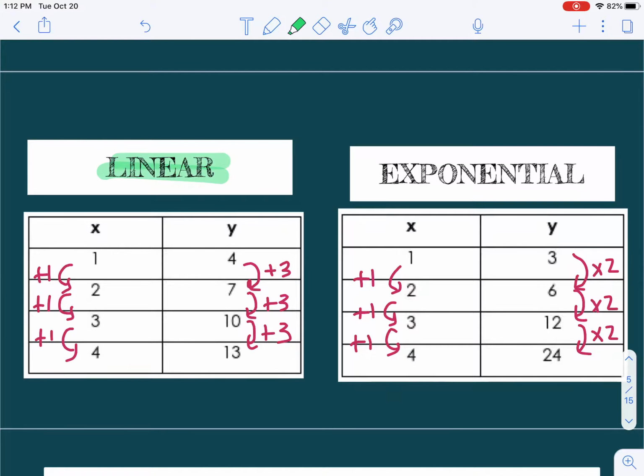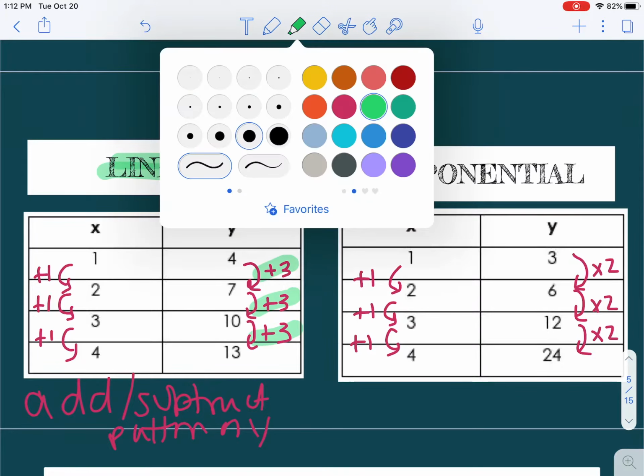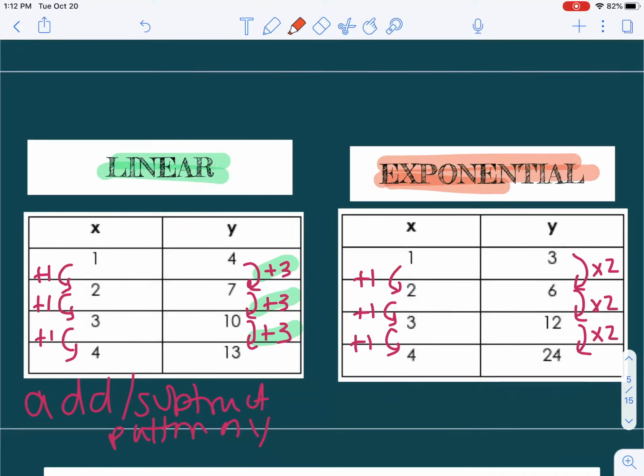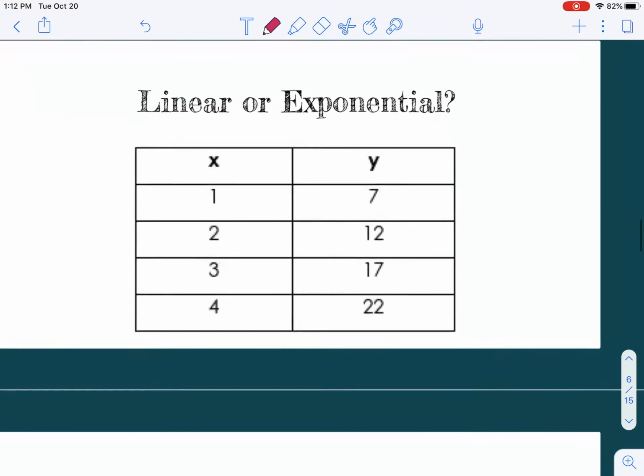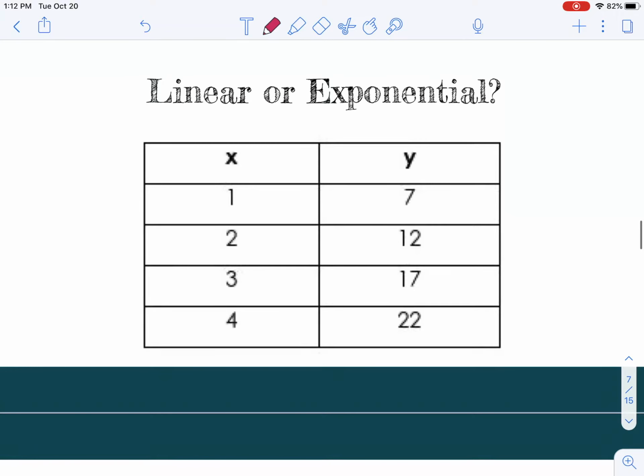So linear functions have an adding or subtracting pattern on the y's. If we're looking at exponential, the y values are going to change by multiplication and division, while the x are going up by the same constant amount. So let's look at some and decide if it's linear or exponential.